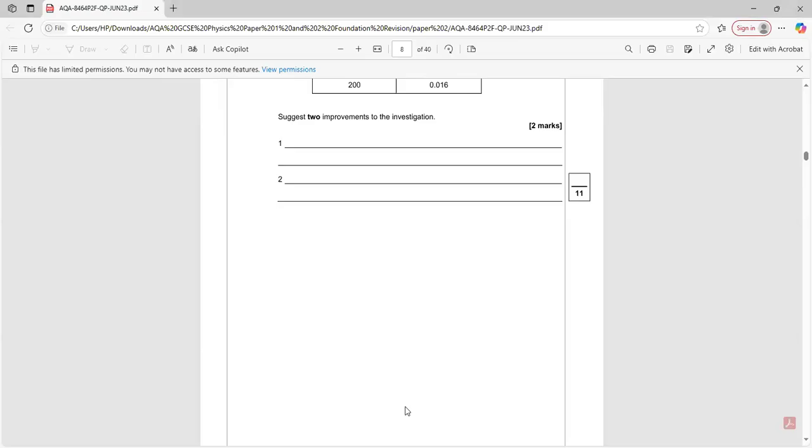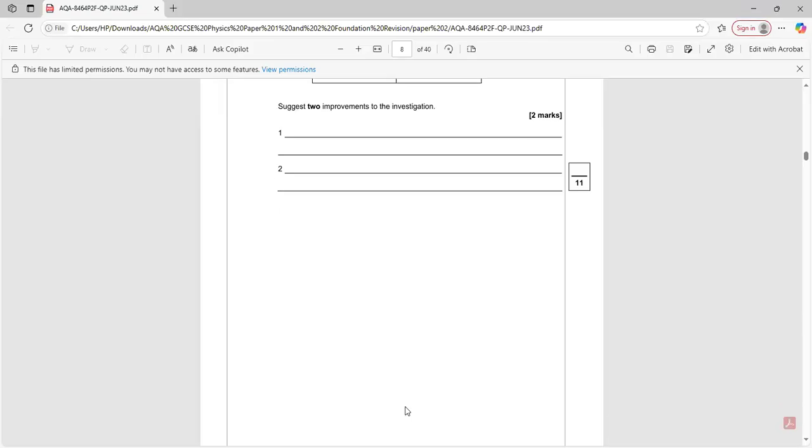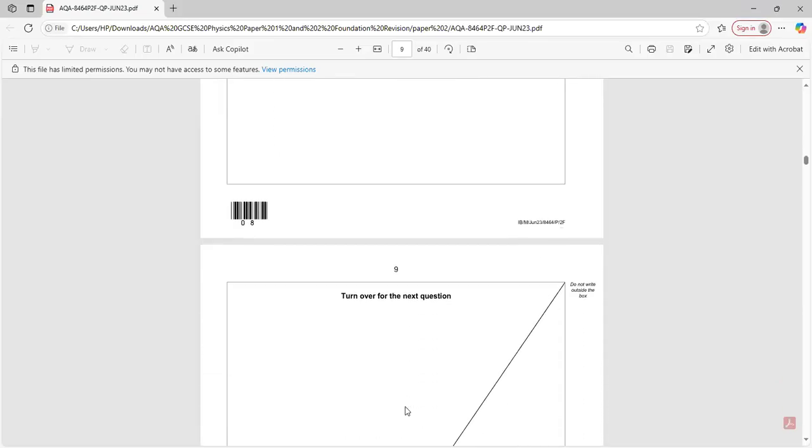Use a greater range of forces. Okay, use a greater range of forces. What's the second one? Use forces that are similar to the weight of a person. Okay, forces that are similar to the weight of the person. Yes, those are things that would actually improve the investigation and give more accurate values for the investigation.